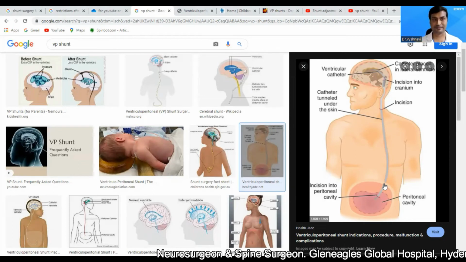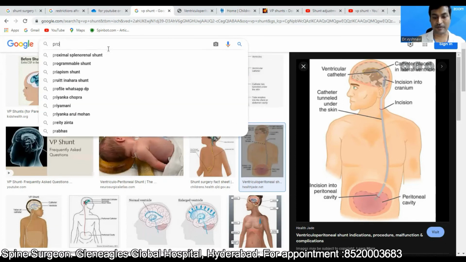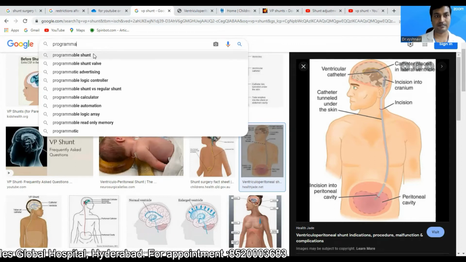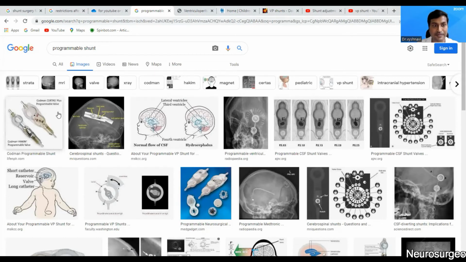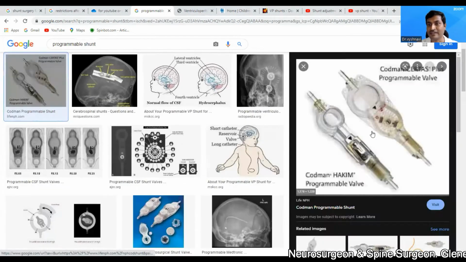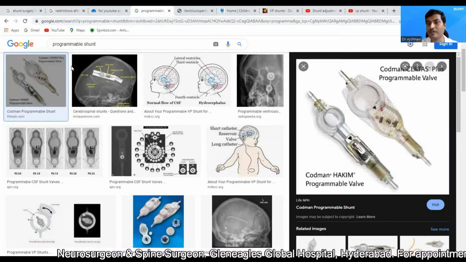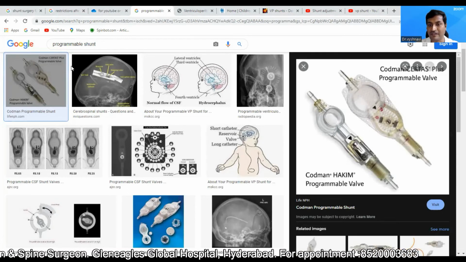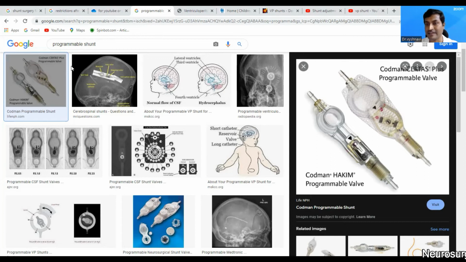Programmable shunt. Let me type in the search programmable shunt. Let me show you what is a programmable shunt. Yeah, all these are programmable shunts. This is the most common, known as the Hakim valve. Two kinds of programmable shunt are available in India. One is the Codman-Hakim programmable valve. The second one is a Medtronic valve. These are the two valves which are available in India.